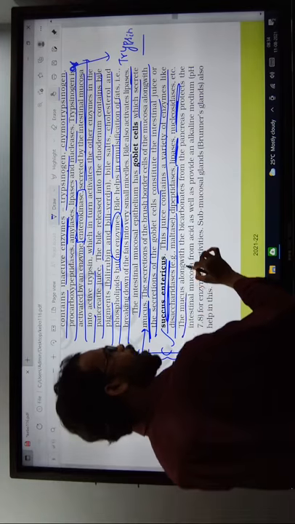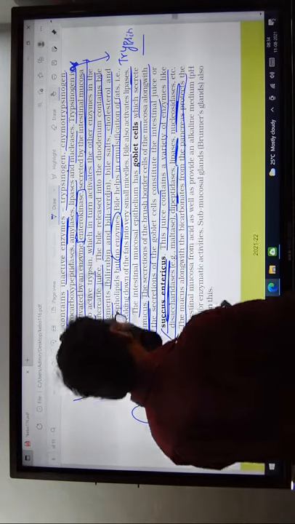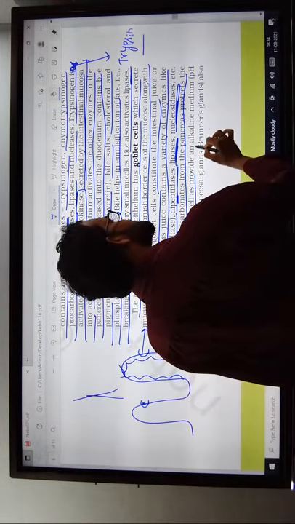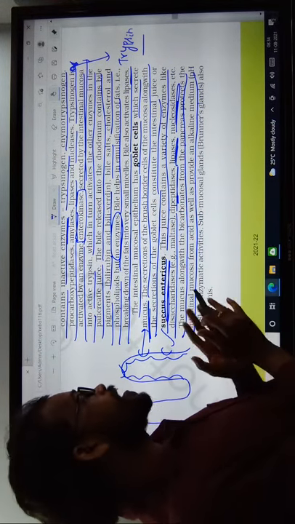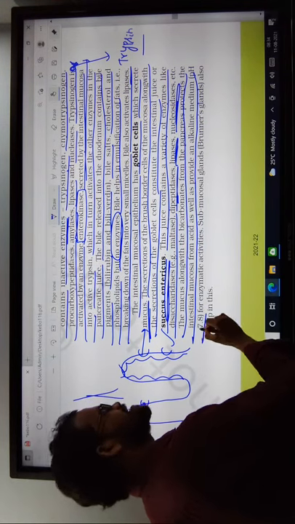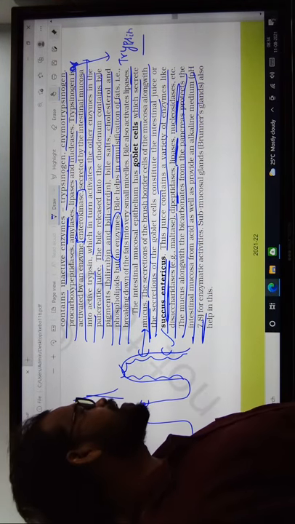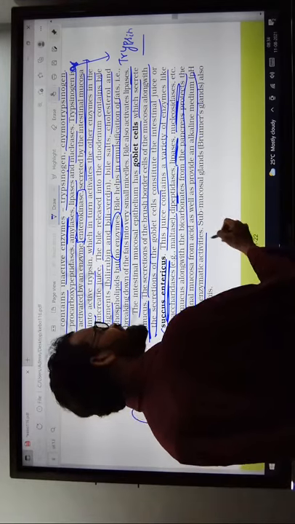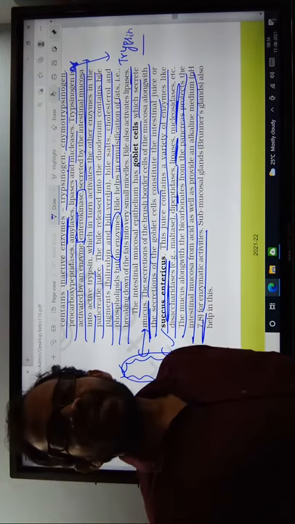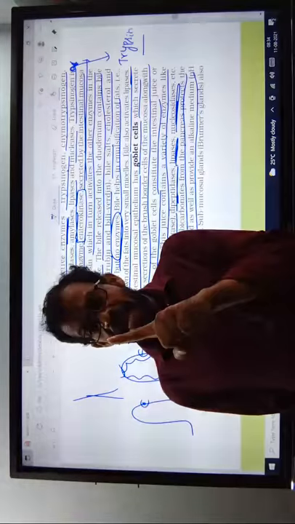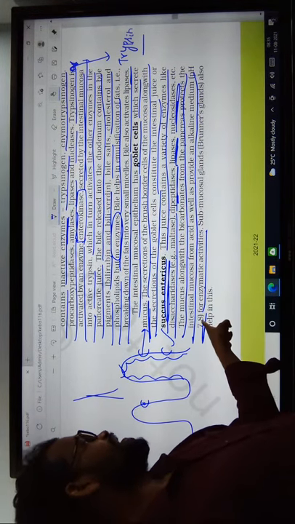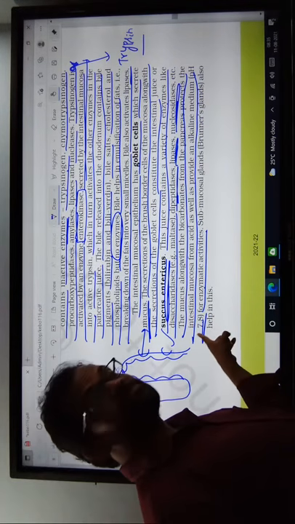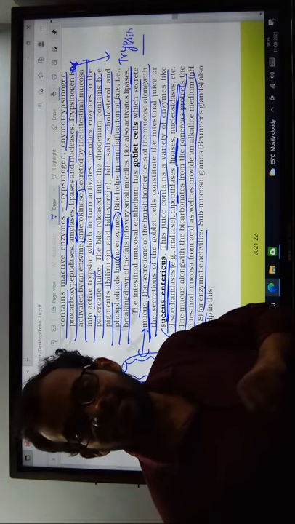The mucus along with bicarbonate protects the intestinal lining and provides the optimum pH. What is the pH provided in the intestine? 7.8. With this pH, all the enzymes are activated. What is the HCl pH? 1.8. What is the intestinal juice pH? 7.8. With the help of this pH only, all enzymes are activated.